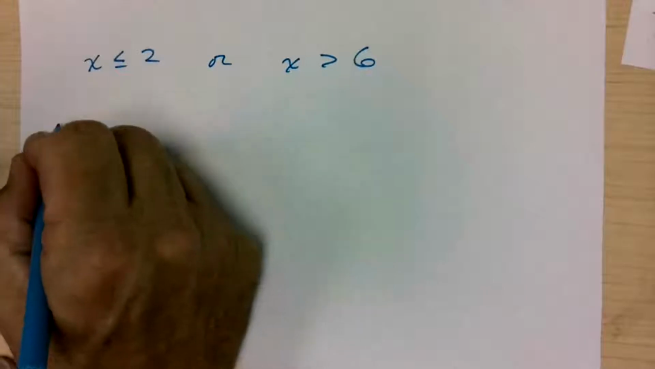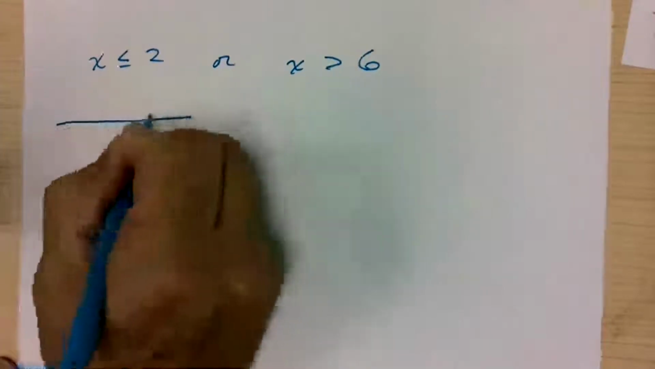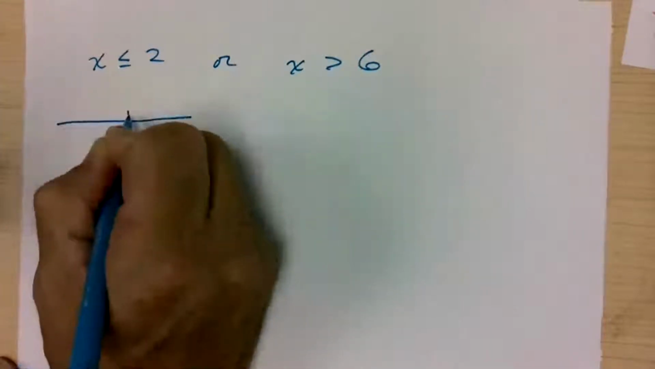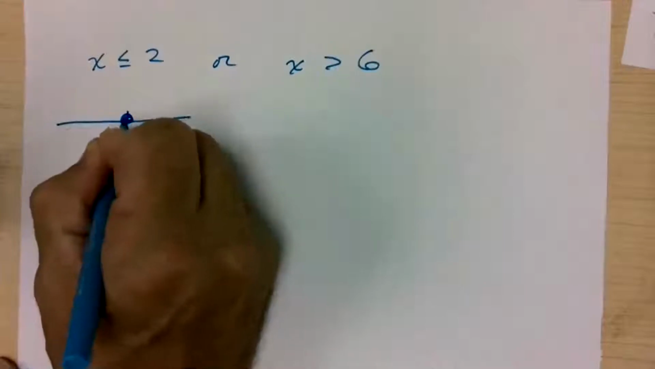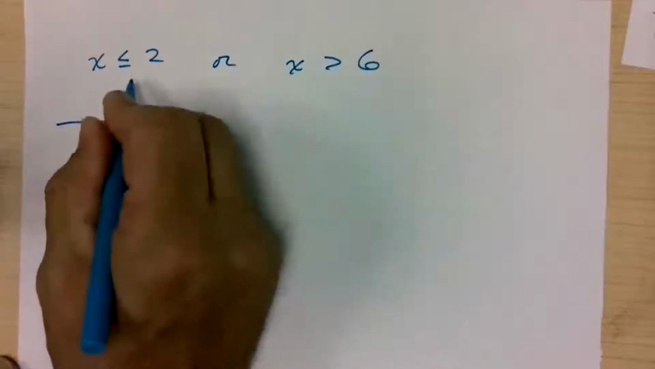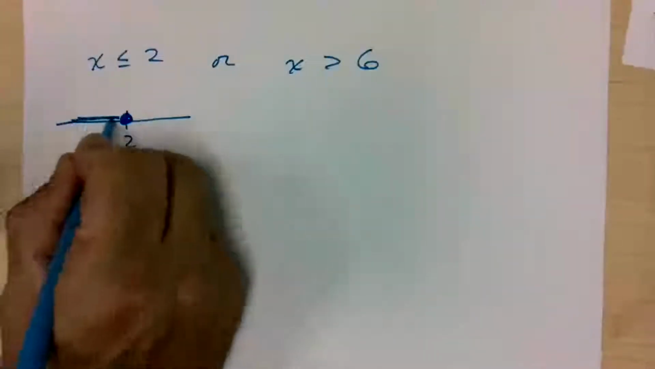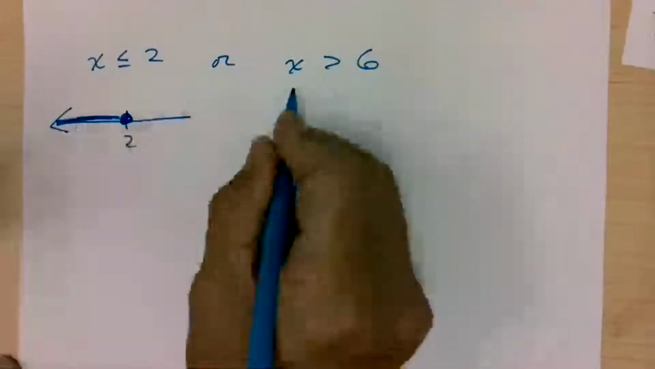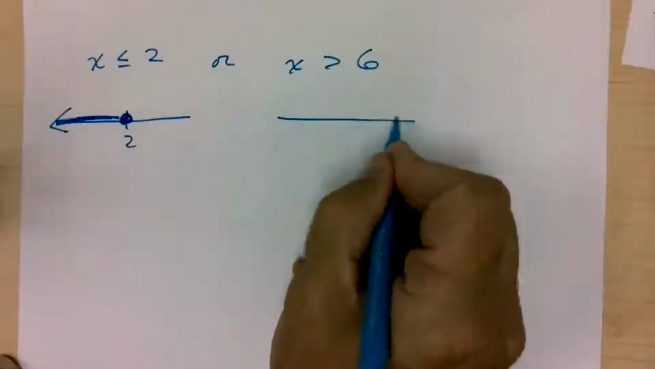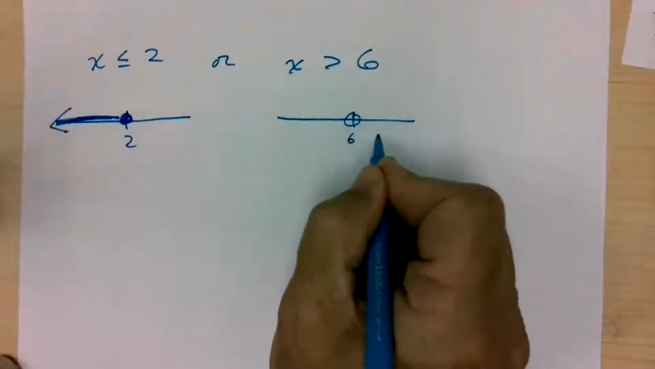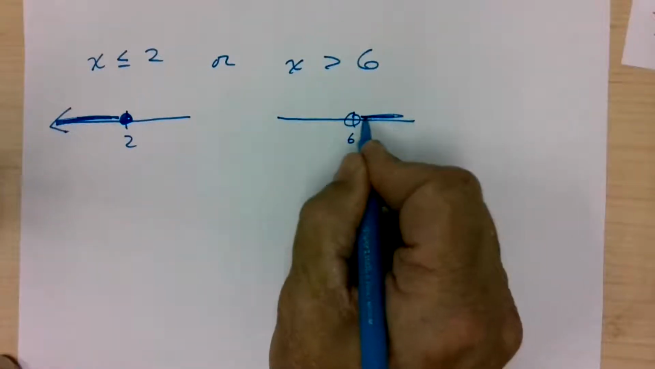X is less than or equal to 2. Here's 2, here's your cut point. To the left of 2 is 0. Is 0 less than 2? It is. We shade this way. X is greater than 6. Open circle 6. 7 is greater than 6. 8 is greater than 6. Shade this way.